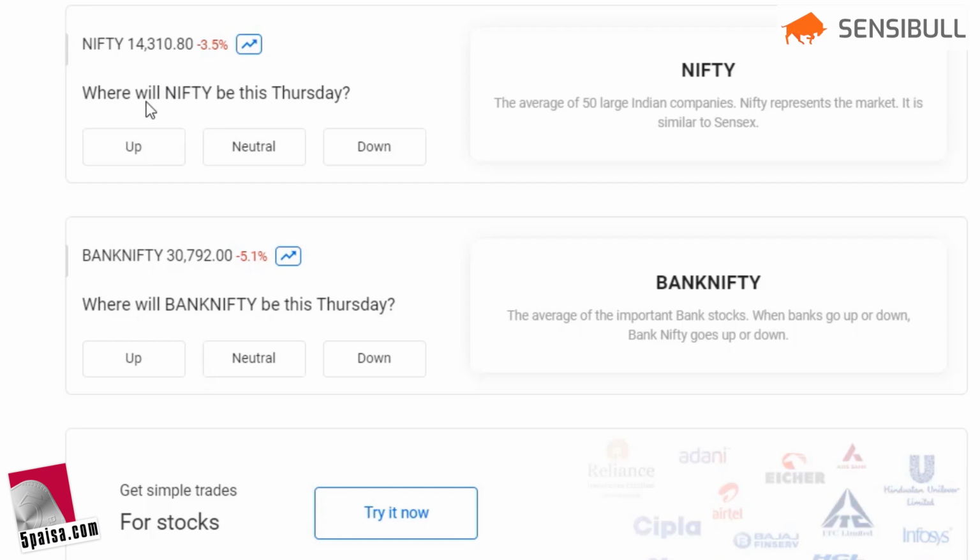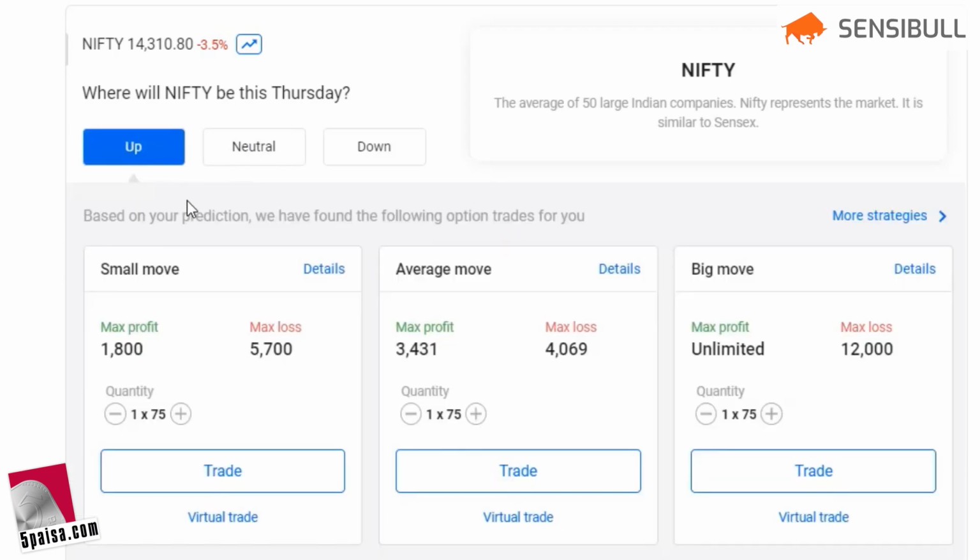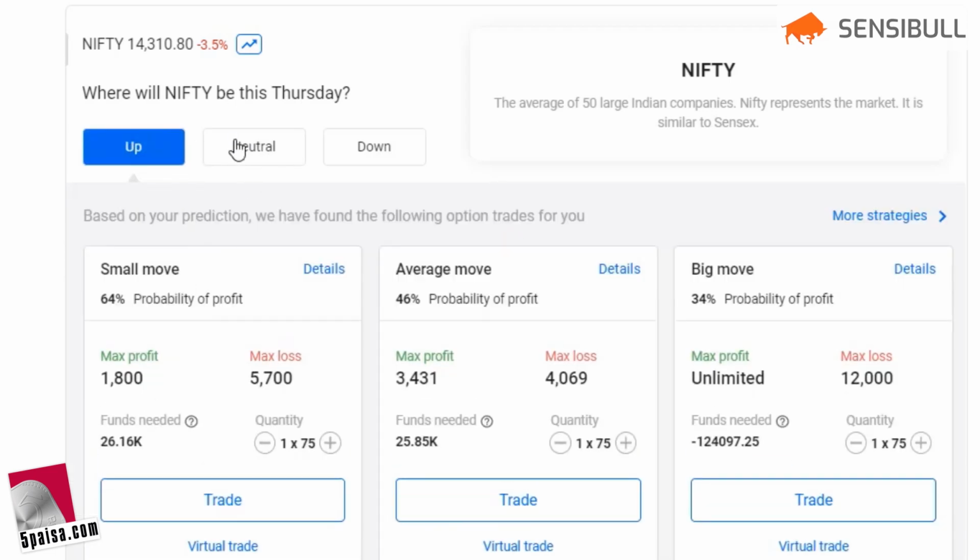Today is a Monday night when I'm recording this. Where will Nifty be this Thursday for expiry, right? So you have three simple choices, up, neutral or down, and you say up, and it gives you three simple choices. There are three trades. This one has around 1800 max profit and 5700 max loss. This is 3k, 3.5k max profit, 4k max loss. This is unlimited max profit and it has 12,000 max loss.